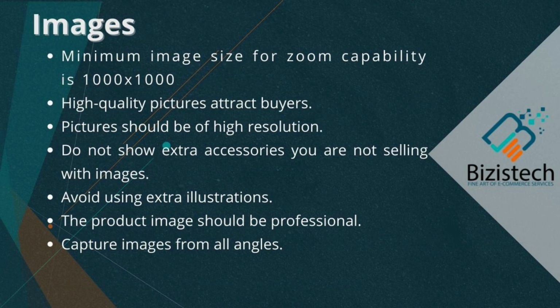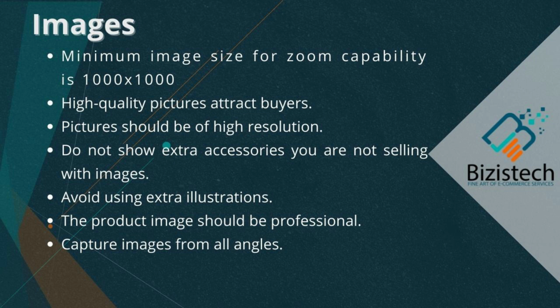Images: the minimum image size for zoomable capability is 1000 by 1000 pixels for most images. Good and high quality pictures attract buyers, and every picture should have good resolution. Do not show extra accessories that we are not going to sell with the item. Avoid using images that contain additional watermarks, logos, text, etc. The product image should be professionally focused and photographed, and include pictures of the product showing all angles.